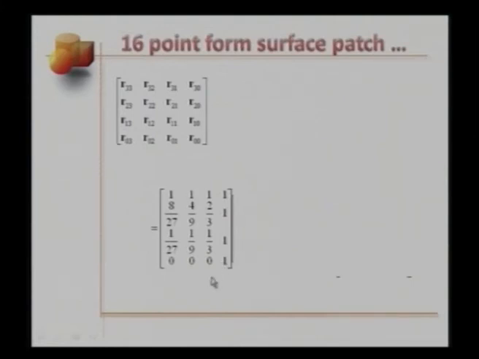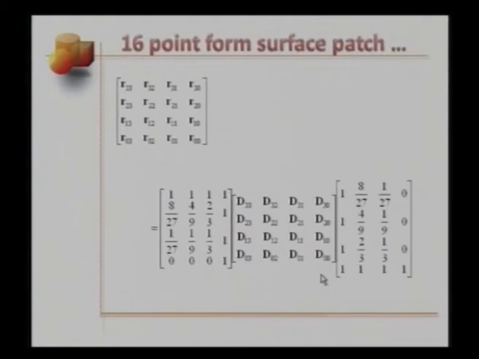Now if you notice, each row from left to right would correspond to powers of u cubed, u squared, u and 1. The first row corresponds to u equals 1. The second row corresponds to u equals 2 over 3. The third row is for u equals 1 over 3. And the fourth row is for u equals 0. And then we'll have this 4 by 4 unknown coefficient matrix.